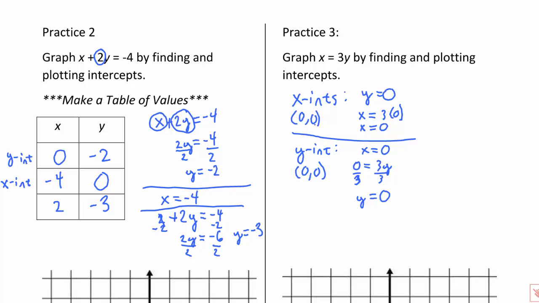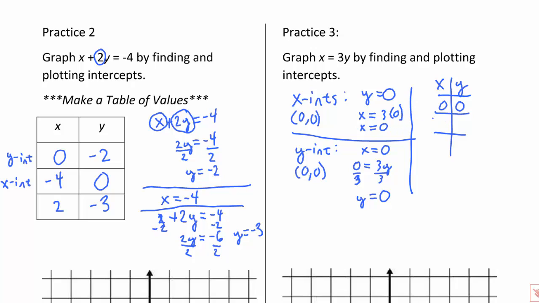Notice there's a bit of a problem here. We have 0, 0 and we have 0, 0. These are the same coordinate, and this is just one coordinate plotted, so there's no way to define a line from that. We need at least one other coordinate. So I'm going to go ahead and do an XY table here. We know when x is 0, y is 0. That's all we know right now.